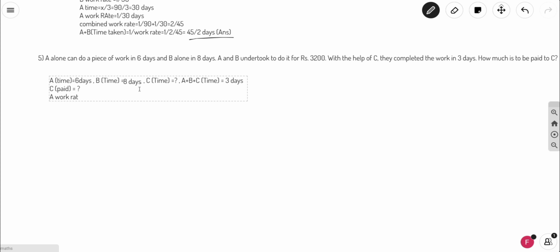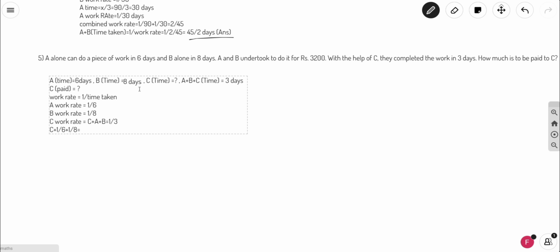Work rate is equal to 1 upon time taken. A's work rate is 1 upon 6. B's work rate is 1 upon 8. So we can find C's time. We have to find C's work rate first, then we can find the time, because time is equal to 1 upon work rate. That is the formula. So we have to find C's work rate.